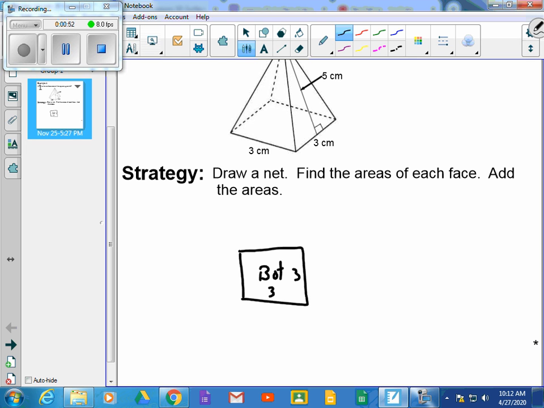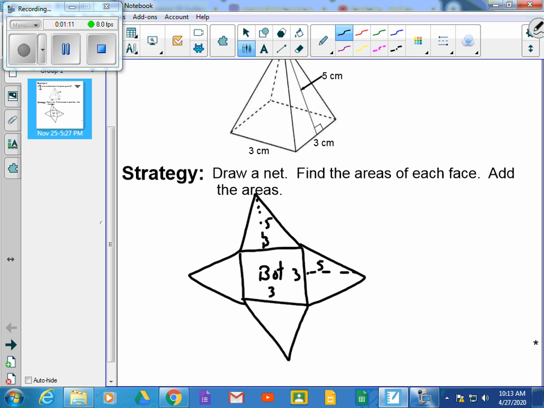Coming out from each of those square sides are the triangles. We have to assume, even though we don't draw them the best, that those are all the same size triangles, which means they have dimensions of 3 by 5. So now we have our net drawn with all the dimensions labeled.